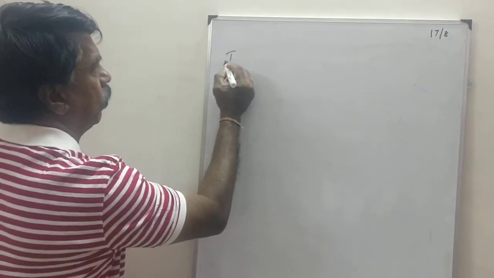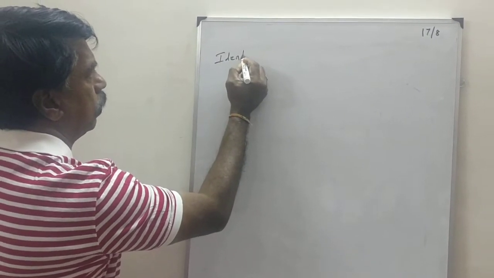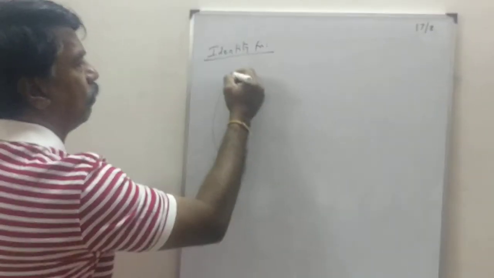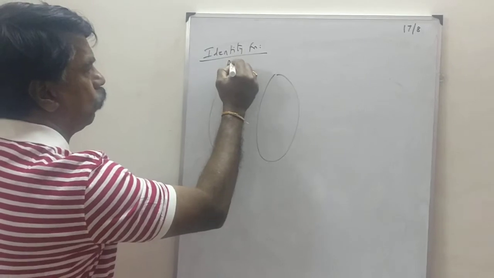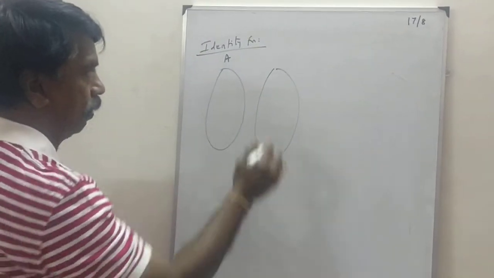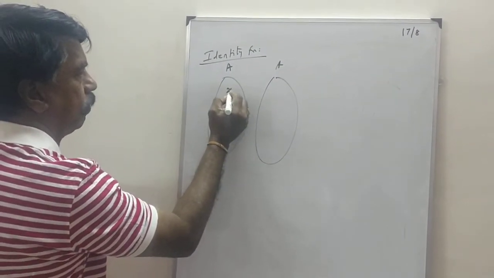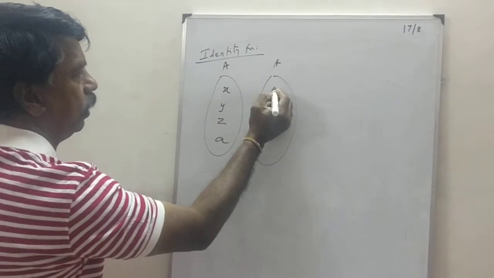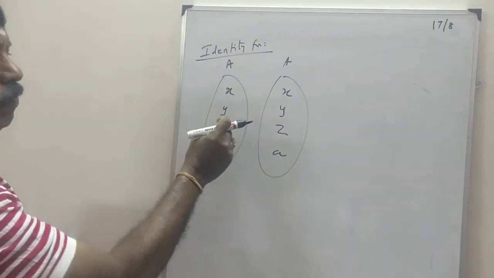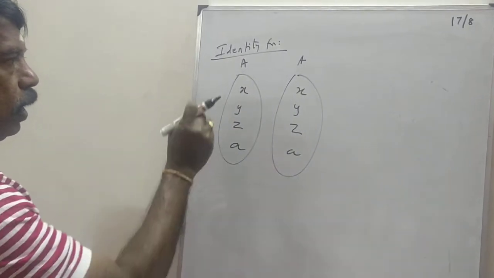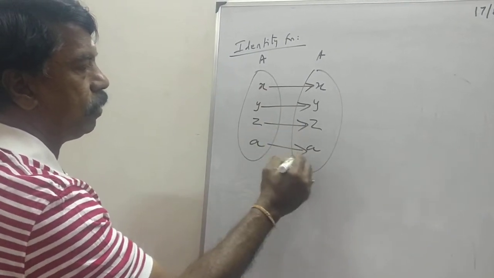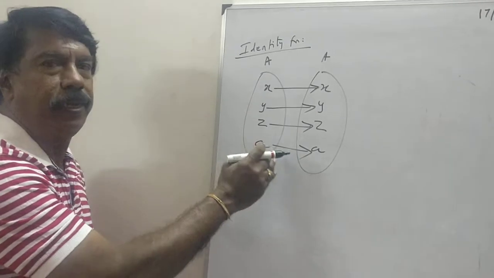What is identity function? Identity function, it is a function not from two sets, it is from A to A. It is a function from A to itself. Suppose we have x, y, z and a here, this will also contain the same elements. So if f is a function from A to A and each element is related to itself, it is called identity function.